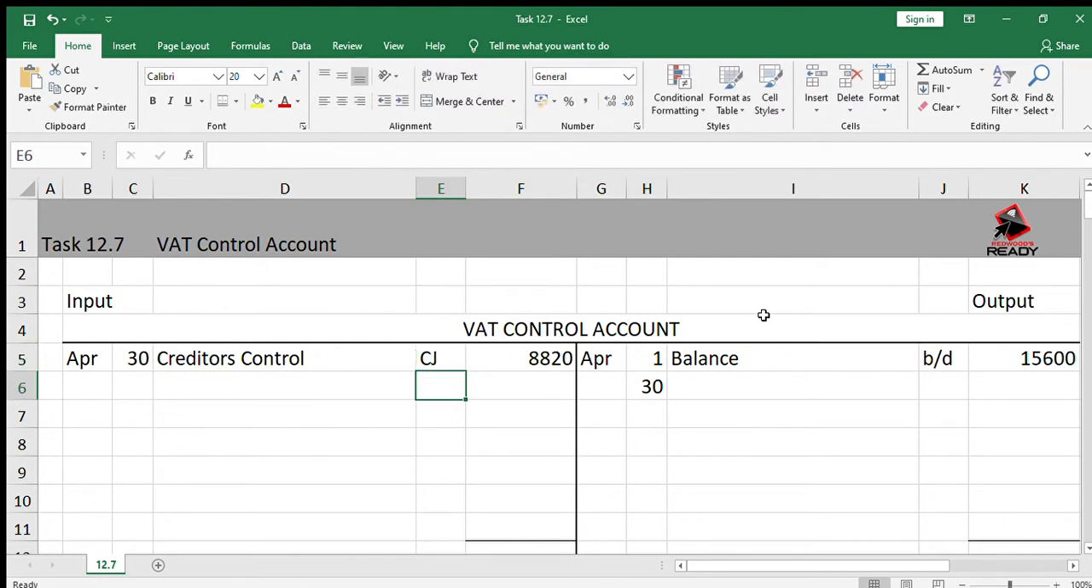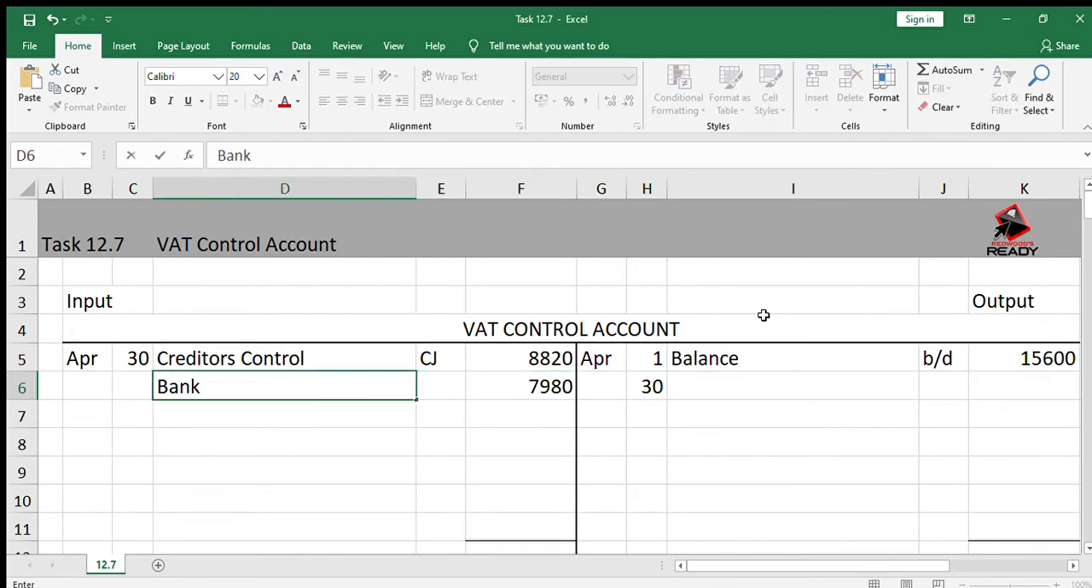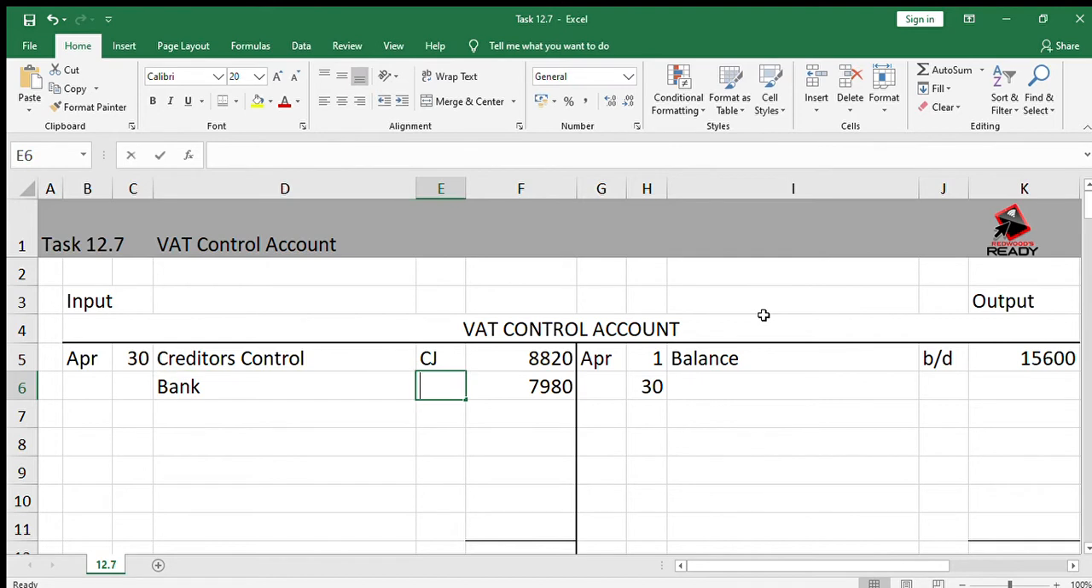Okay, then C, trading stock bought for cash from suppliers 57,000 plus VAT of 7980. Again, it's the VAT on purchases, so VAT input. This time it's bought for cash, so the details will be bank and the folio CPJ.